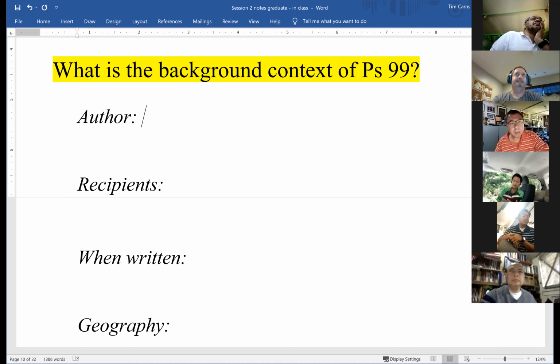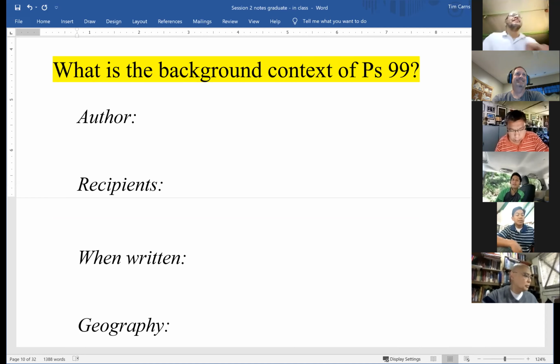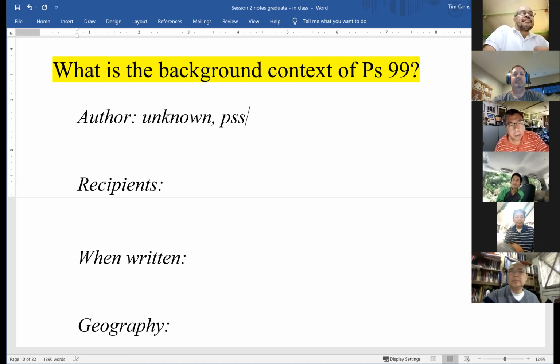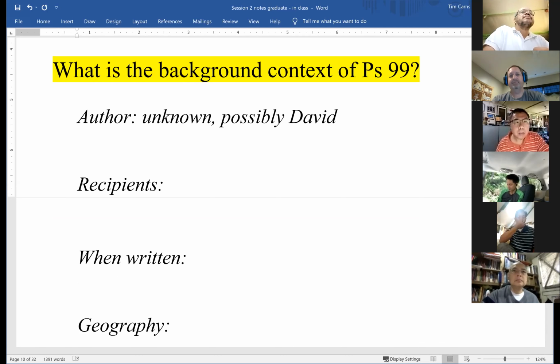Anybody pick that up? By your silence, I will assume that means we don't know. The author is unknown, okay? Possibly David, and we'll talk about that later, but we don't know. It's not stated. Now, what would you say, though, is the tone of the author?